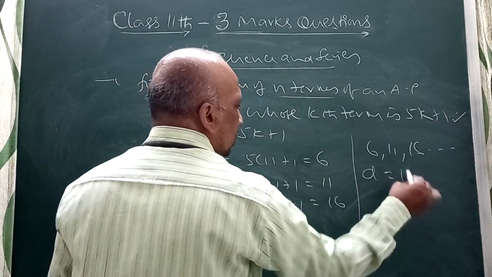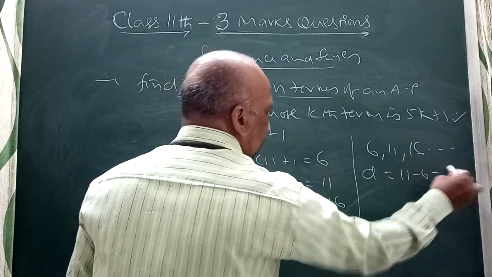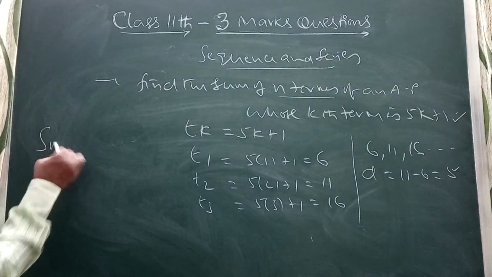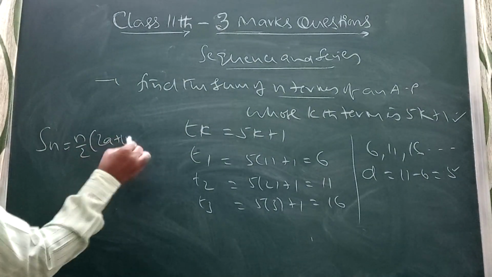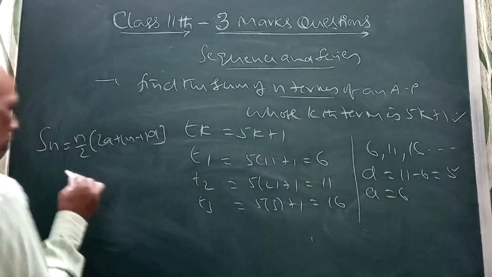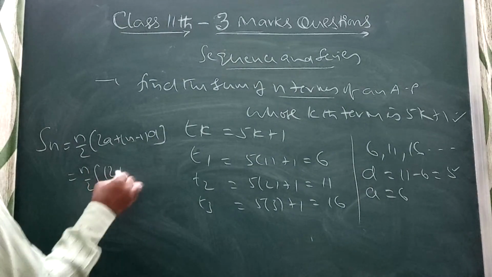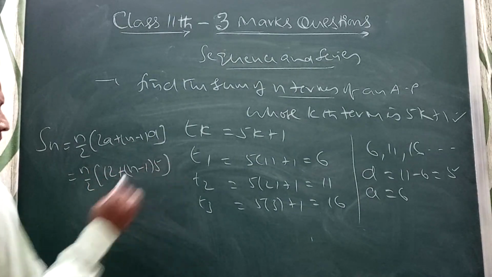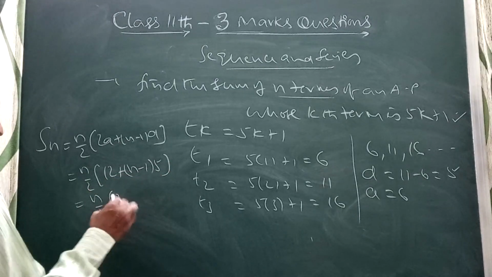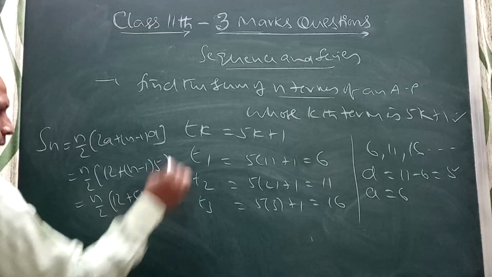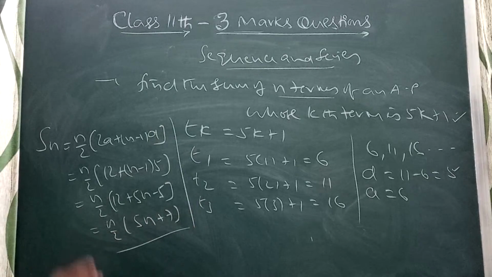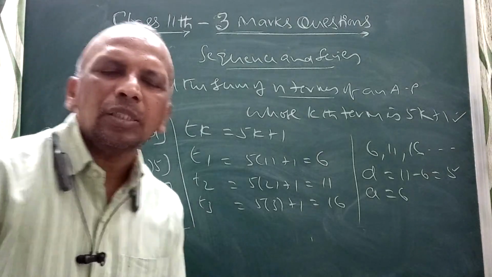So what is the common difference? 11 minus 6, you get 5, right? Common difference is equal to 5. They are asking the sum of n terms. What is the sum of n terms? Sn is equal to n by 2 into 2a plus n minus 1 into d. Here a is equal to 6. I can substitute: n by 2, 2 into 6 is 12, n minus 1 into d means 5. So n by 2 into 12 plus 5n minus 5, right? So you will get n by 2 into 5n plus 7. Like this you can find the sum of n terms.